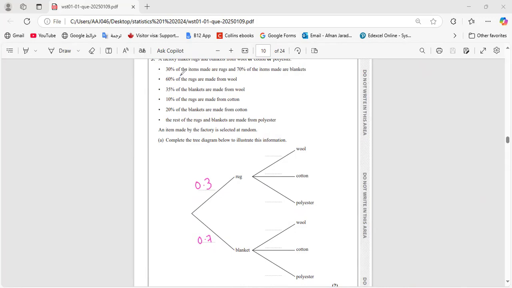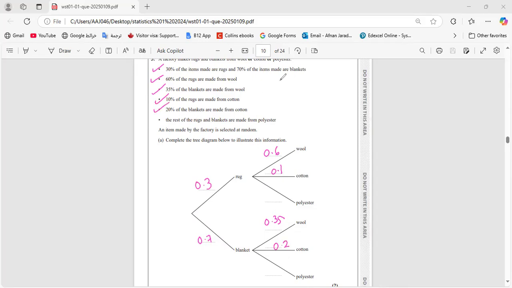For rugs, 60% of the rugs are made from wool. So this one is 0.6. And 35% of the blankets are made from wool. So blankets and wool, this one is 0.35. Then 10% of the rugs are made from cotton, so 0.1 for rugs. 20% of the blankets are made from cotton, so this one is 0.2.